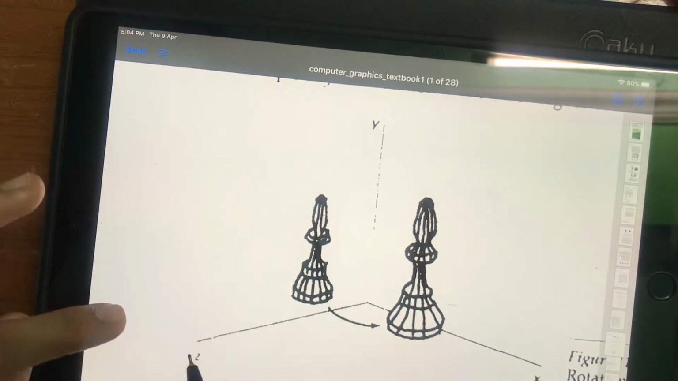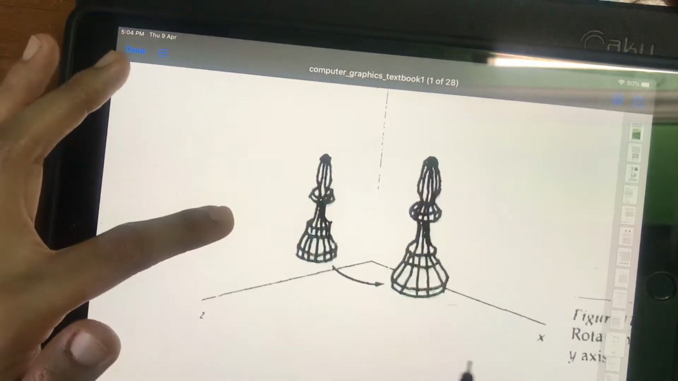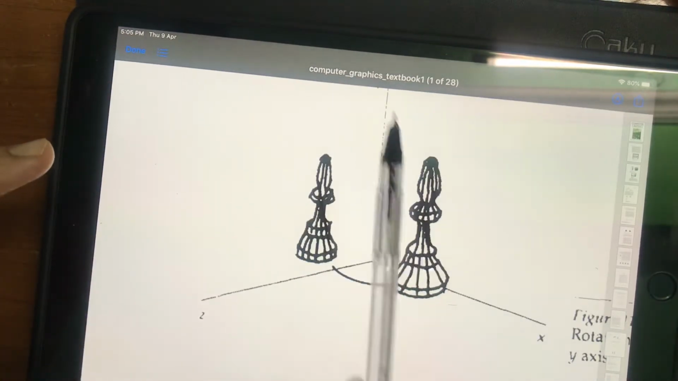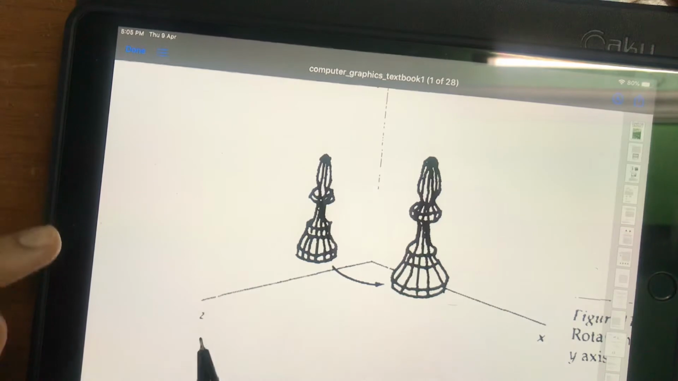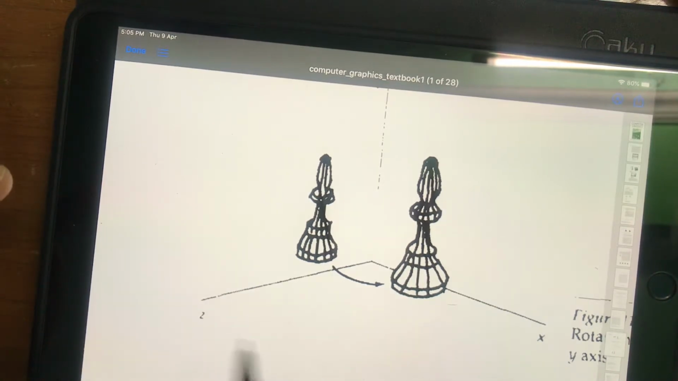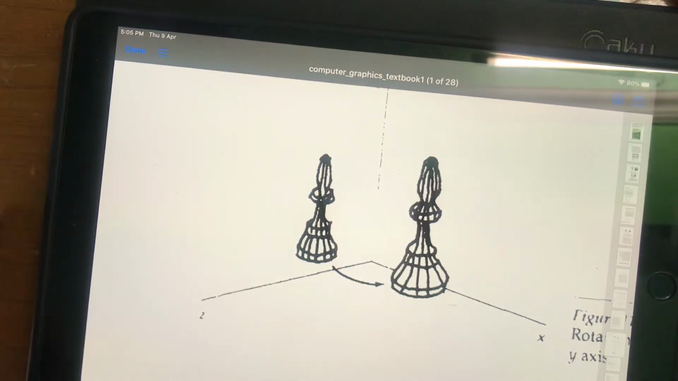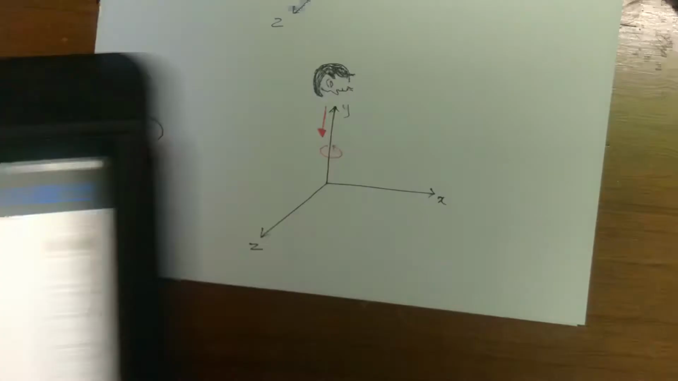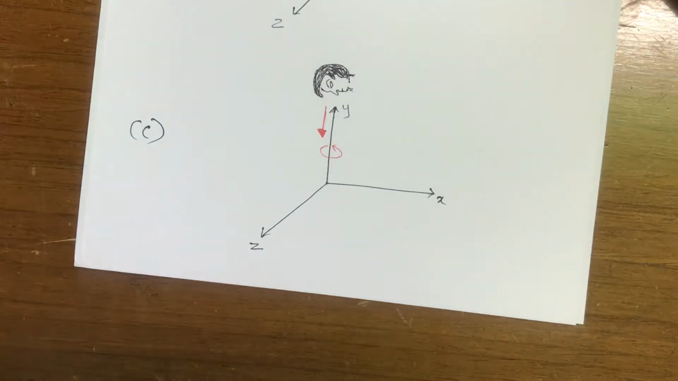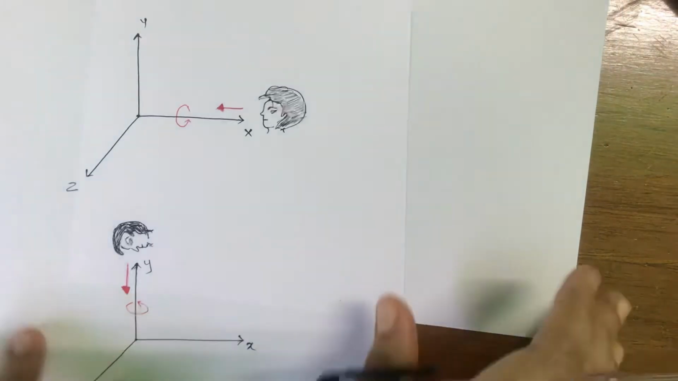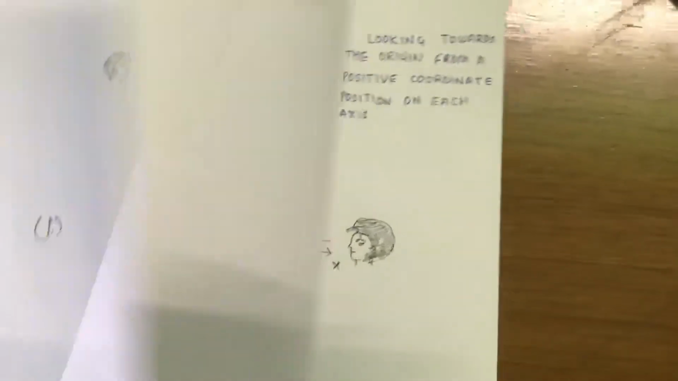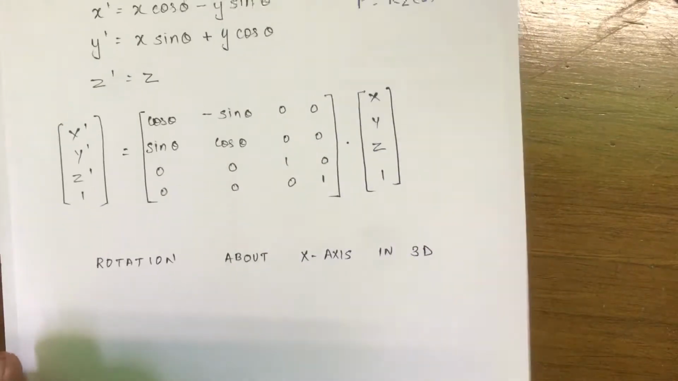y axis. That means it will be rotated in the xz plane. If it is rotating about the y axis, it will be rotated in the xz plane. Okay, so it will perform 2D rotation in the xz plane since it is being rotated about the y axis. Okay, so this is how your 3D rotation works. Now let's see how you mathematically represent the 3D rotation in terms of matrix.